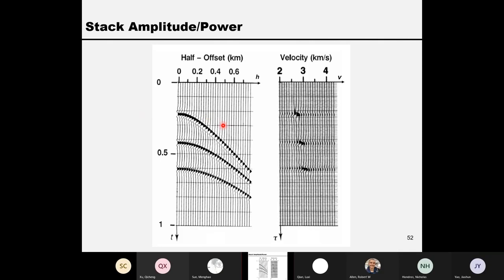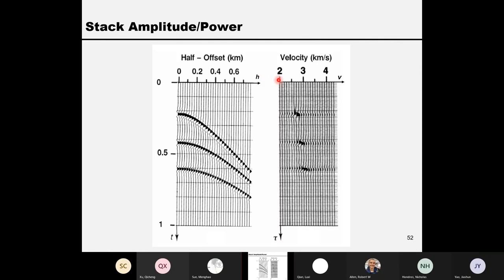Now, if we give different velocities, what do you call it here, the tau? Tau really means the time at zero offset, because in the field maybe you do not have zero offset, because your source and the receiver always have a distance. Even the smallest offset is not zero. So tau really means projected to zero offset, okay?